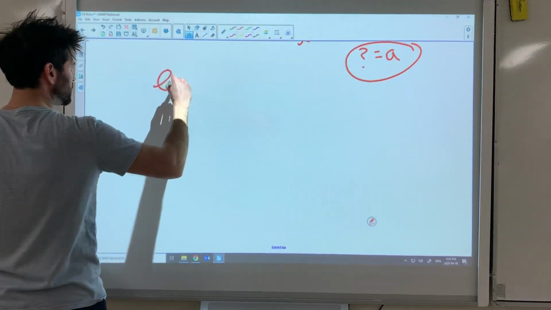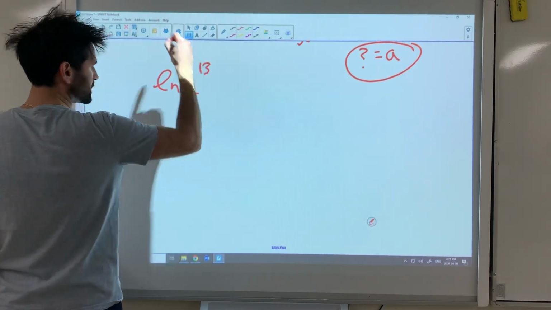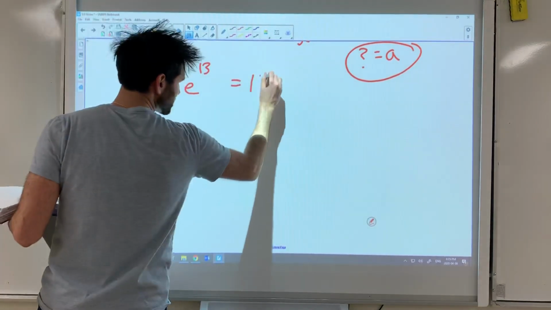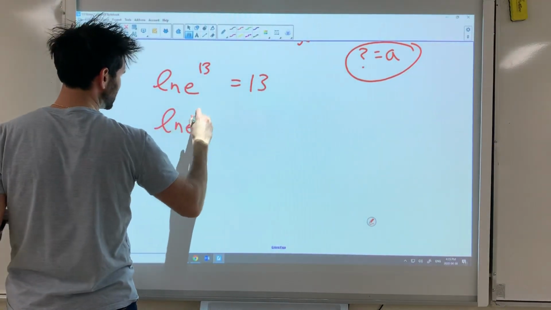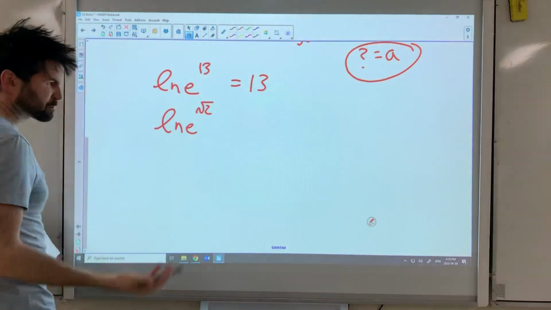So if I say, hey, what is ln e to the 13? The answer is 13. It's whatever is in the exponent. If I said, hey, what is ln of e to the power of the square root of 2?